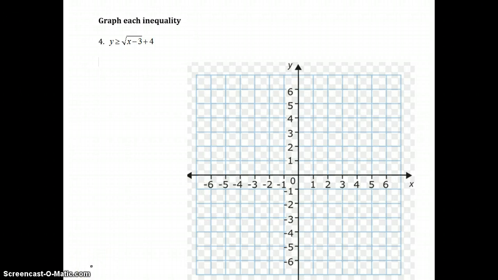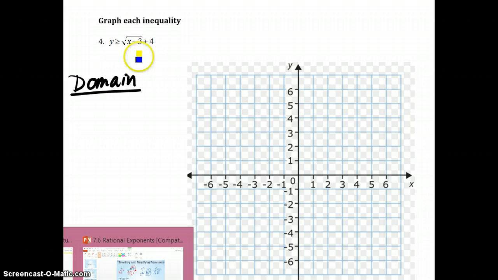We're going to graph the inequality listed below. The first thing we're going to do is find the domain of this, because we want to find out where it lies. The domain is solely based on what x values can be plugged in and what x values cannot be plugged in. We know that in this case, the square root is going to impact the domain.